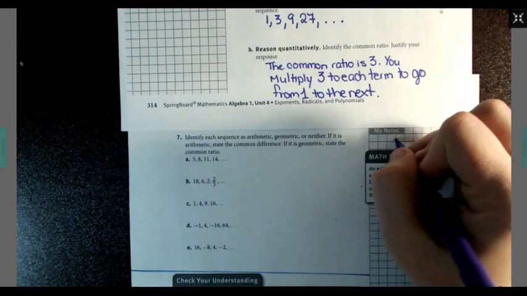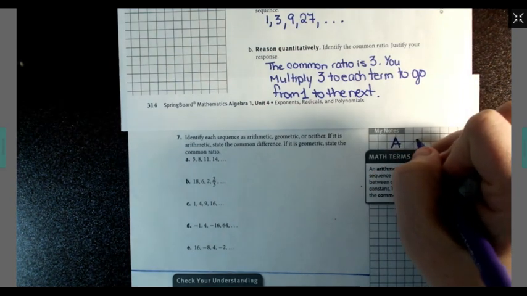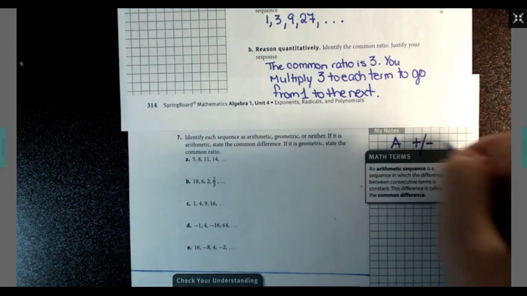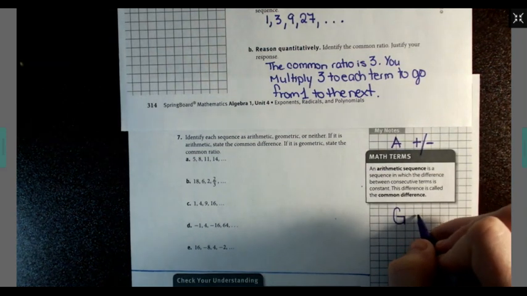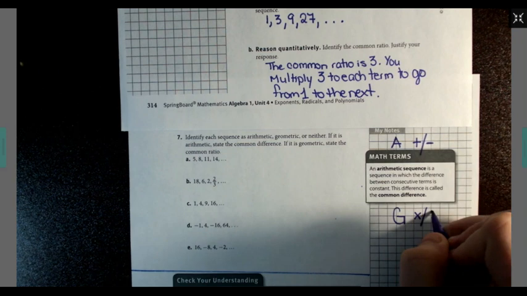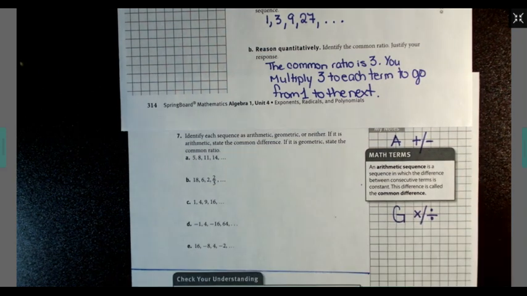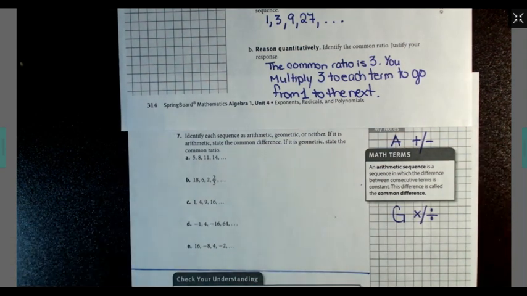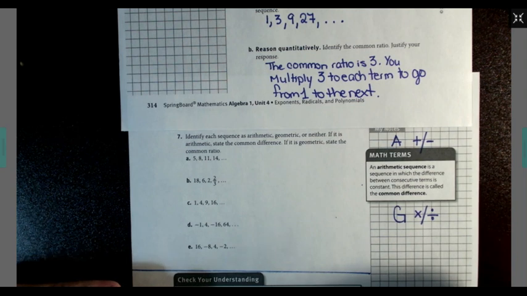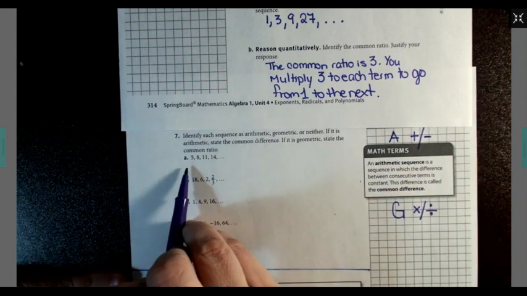So, I'm going to make a little note over here. Arithmetic, we either add or subtract each time. Geometric, we're either multiplying or possibly dividing. Okay? And neither, there would be no common difference or constant ratio. Okay, let's take a look at A.